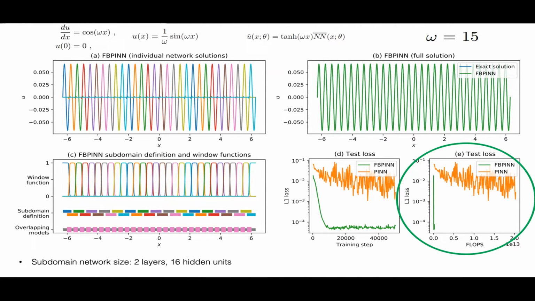But so Ben, you run this simultaneously, right? That's what you call parallel. Yeah, there are different ways to train the FBPINN solution. You can train all the subdomain networks at once. I call that an all-active-at-the-same-time scheme.